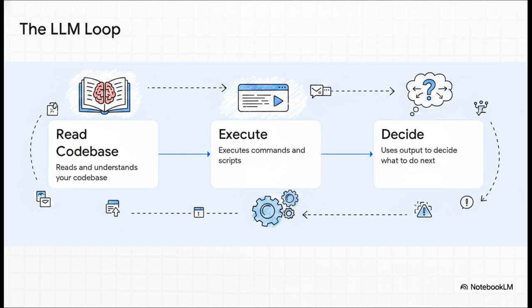Like, if a test fails, it doesn't just throw up its hands, crash, and wait for you to intervene. It reads the failure stack trace, understands exactly what broke, and iteratively attempts a fix. It's a continuous, autonomous cycle of action and reaction.